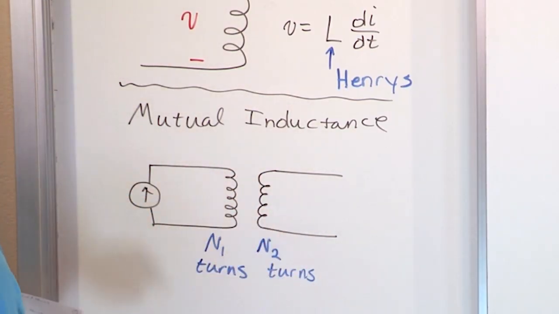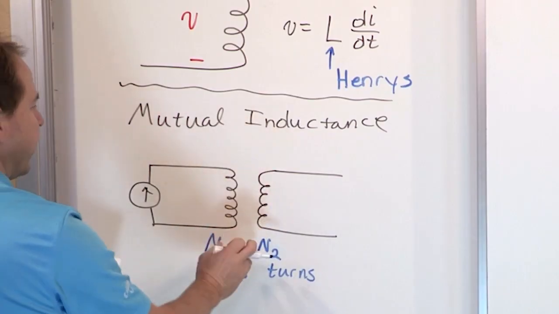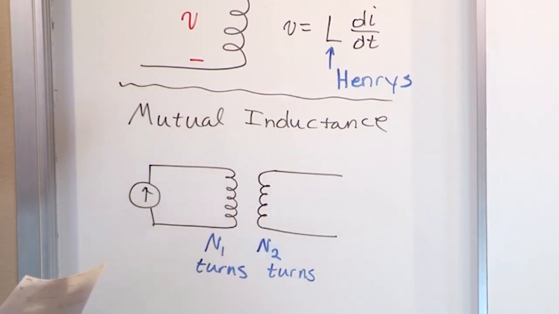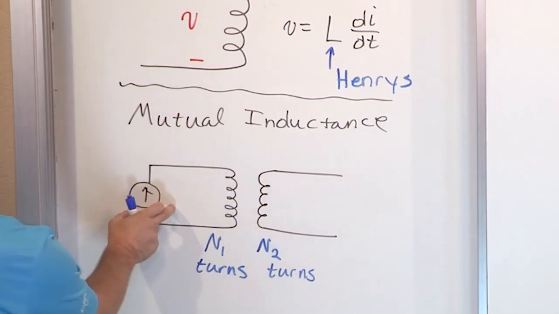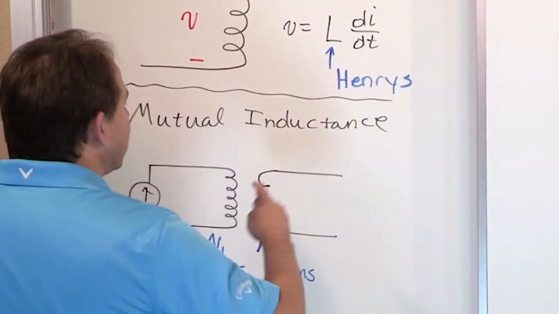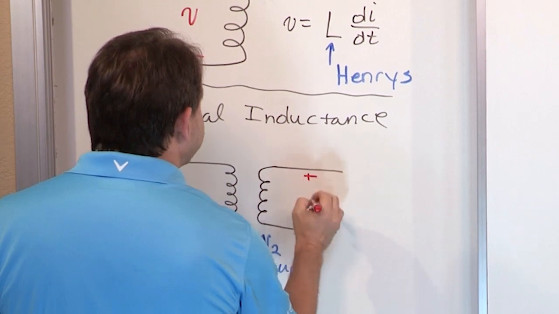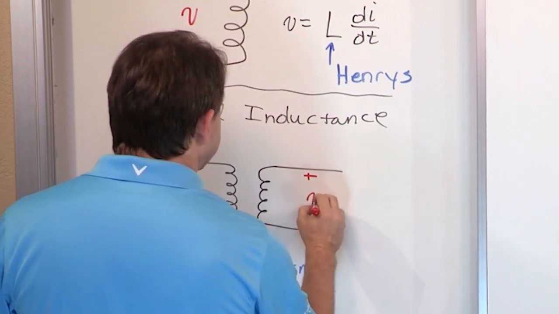They could be different, is what I'm trying to say. The physical length of the coil and all that can be different, along with the different number of turns involved, right? Then what we have is a current driving on this side, and let's say we want to measure the voltage drop on this side, V2.